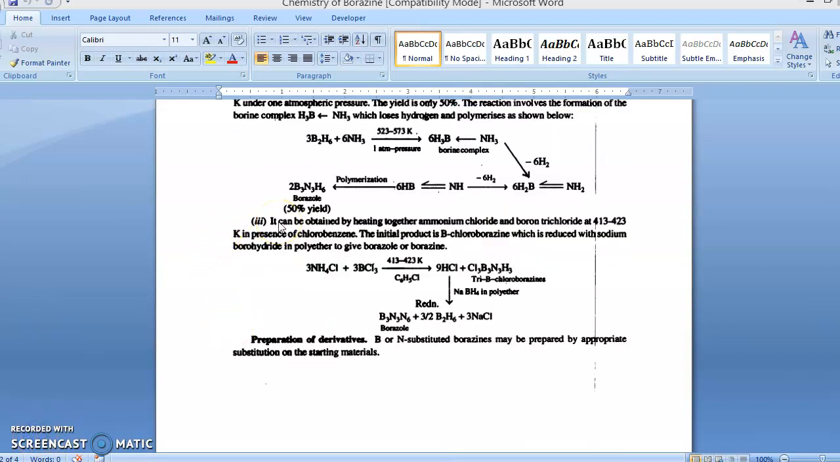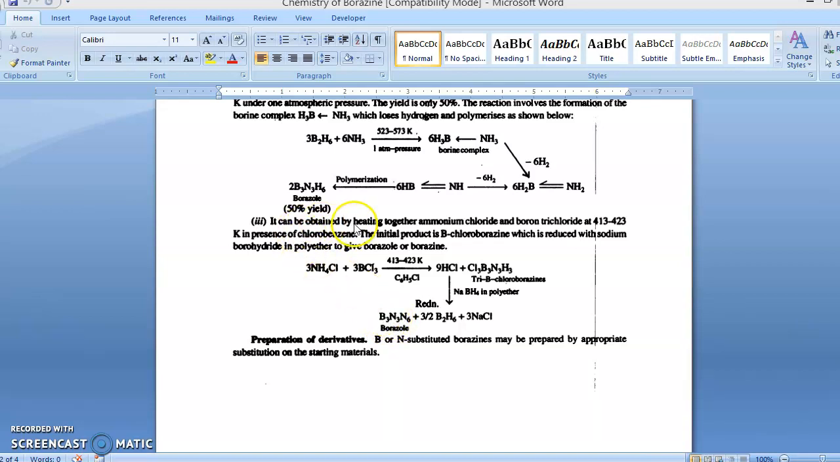Now, coming to the preparation of Borazine, there is another method when ammonium chloride reacted with boron trichloride at 413 to 423 Kelvin temperature in presence of chlorobenzene, it will provide tri-boron chloroborazines. And further, when this tri-boro chloroborazines is further reacted with sodium borohydride, it will provide Borazine.